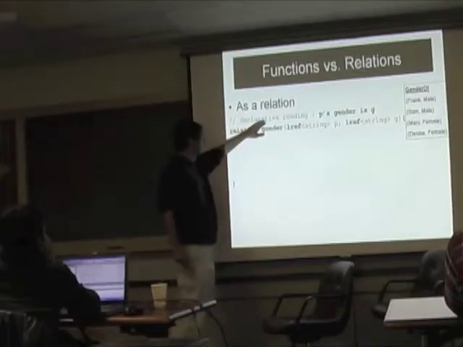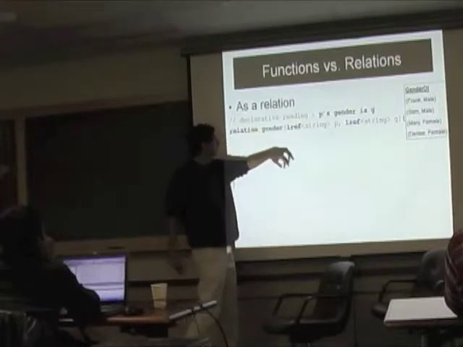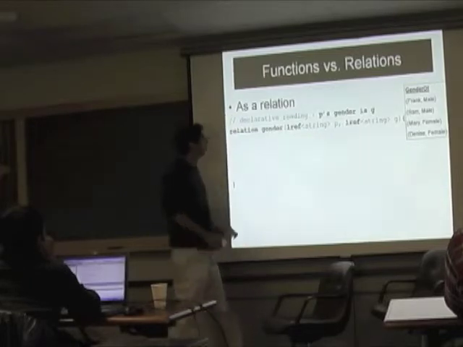This part is important in declarative programming. It's called the declarative reading. This is how you read this line. You just say P's gender is G.